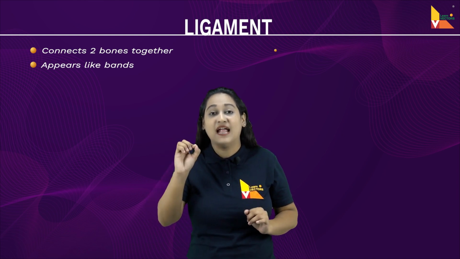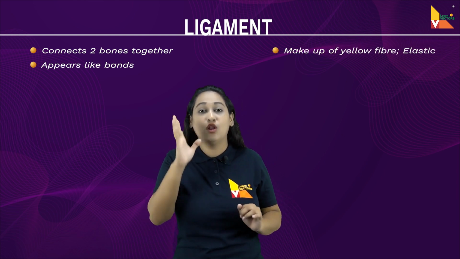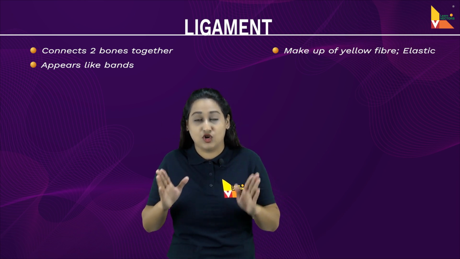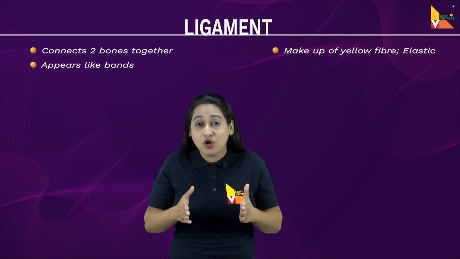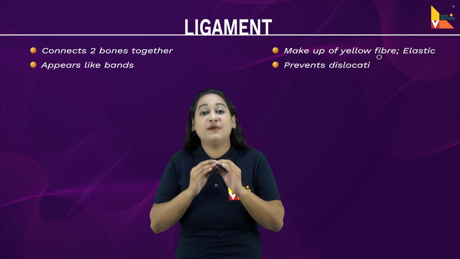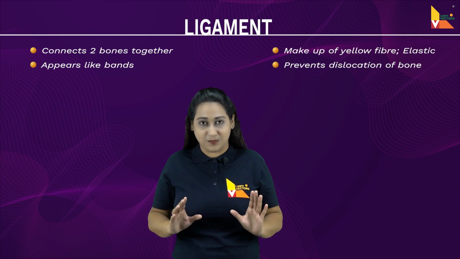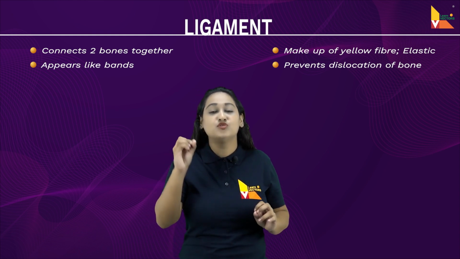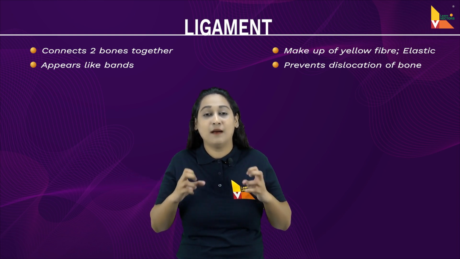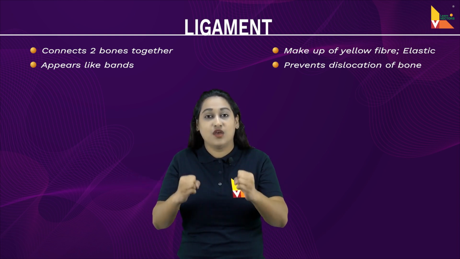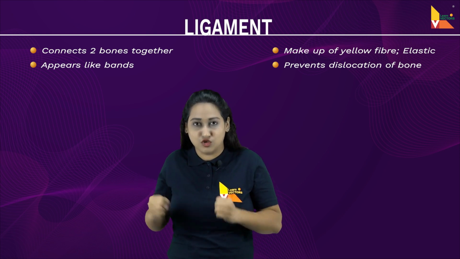And this band is made up of yellow fiber. Yellow fibers are elastic in nature, so they allow flexibility. Moreover, ligaments help to prevent the dislocation of bone. So this is all about dense regular connective tissue.